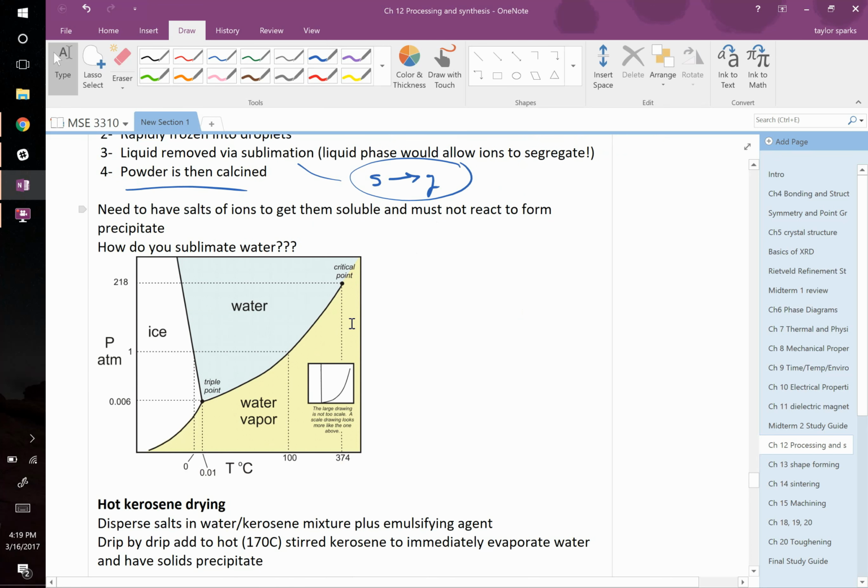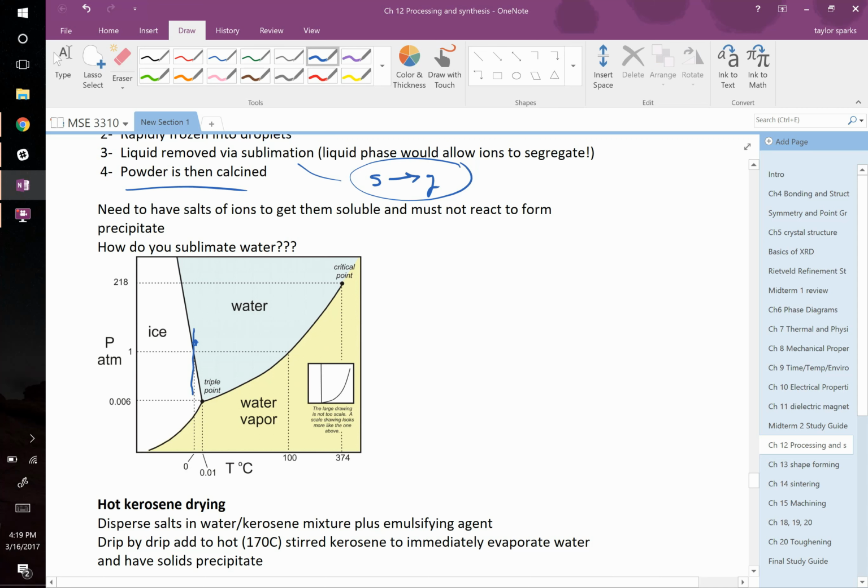How do you do this? Well, if you have your material, say we're going to change the temperature, right? So let's say you are right here in the water phase, right? If you go down in pressure, you're going to go from liquid to solid, right?